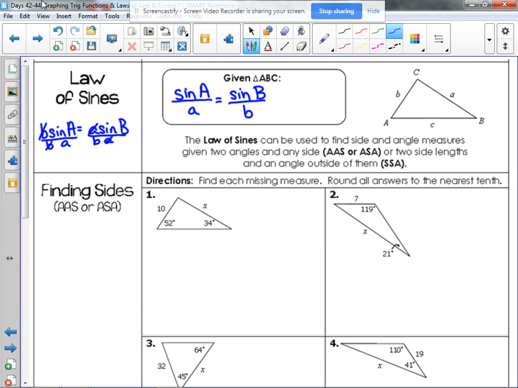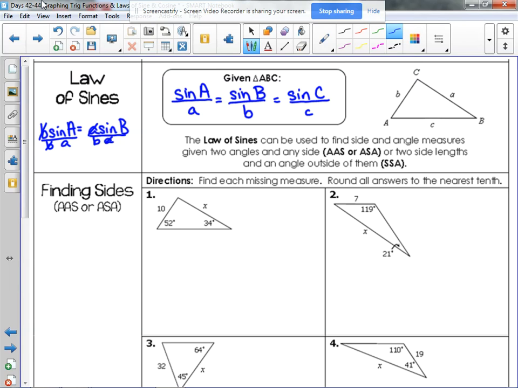Now, we're not purposefully leaving angle C and side C out. We could come up with the same ratio by orienting our triangles a little bit differently, but it works out the exact same way. So this is also equal to the sine of angle C over side C.